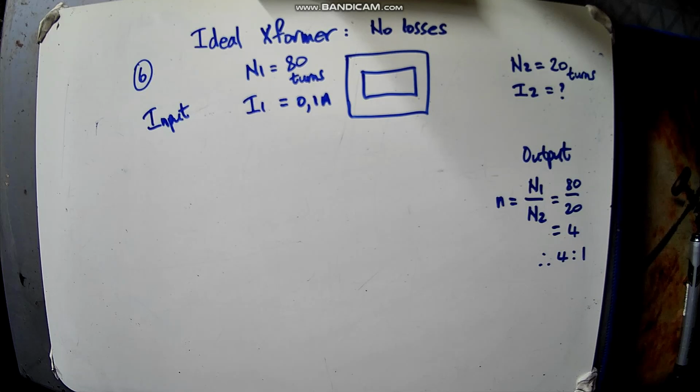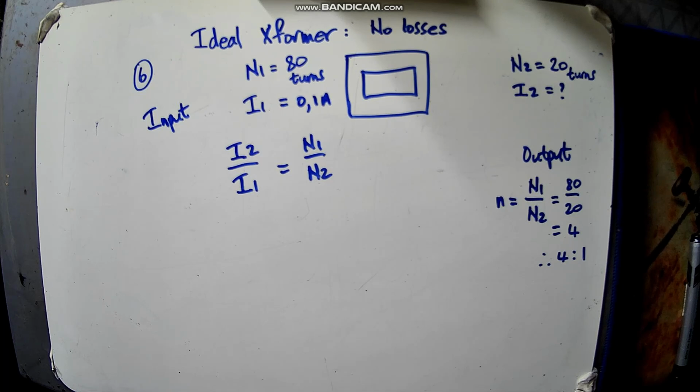So let's look at the formula to calculate the current. Now the formulas can be flipped. You can have I1 over I2 equals N2 over N1. Do note it's not I1 and N1 in the numerators. Do notice that it's I1 and N2, because the current is inversely proportional to the turns.